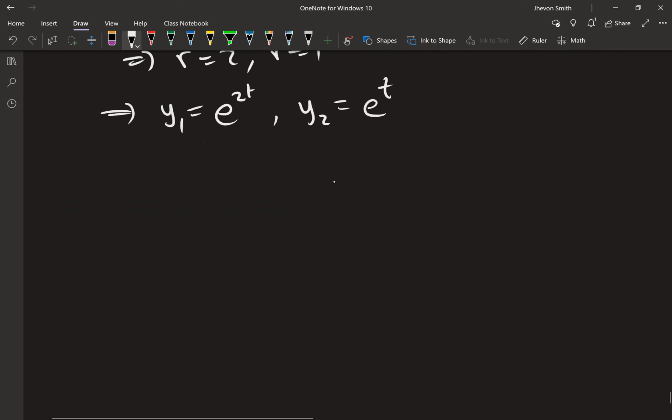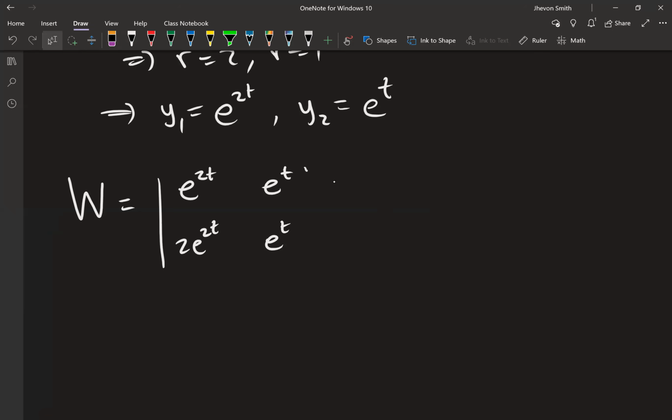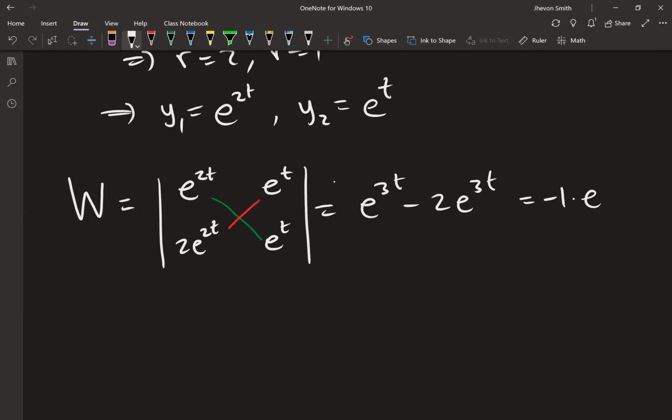So now, if I were to find the Wronskian, that is going to be e to the 2t, 2e to the 2t, e to the t, e to the t. And I can take this times this, minus that times that. And so here I can get e to the 3t minus 2e to the 3t, which is minus 1 e to the 3t.